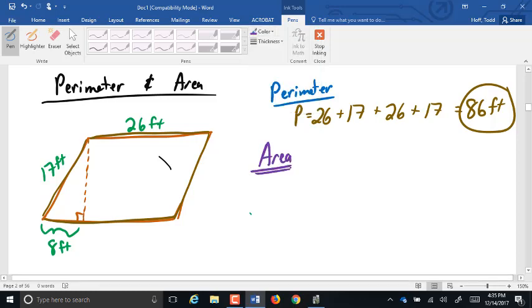For area, remember, we need to multiply two perpendicular dimensions. So we can use the 26, but what we need is this dimension here. To find that dimension, we use the fact that this is a right triangle. Now there's the right angle, so 17 here would be C. That means these other two sides are A and B. So A squared plus B is going to be 8, so 8 squared equals C is 17, so 17 squared.